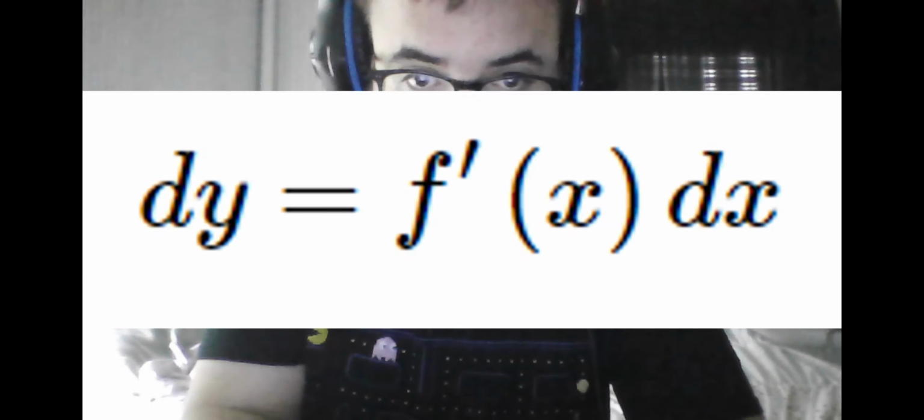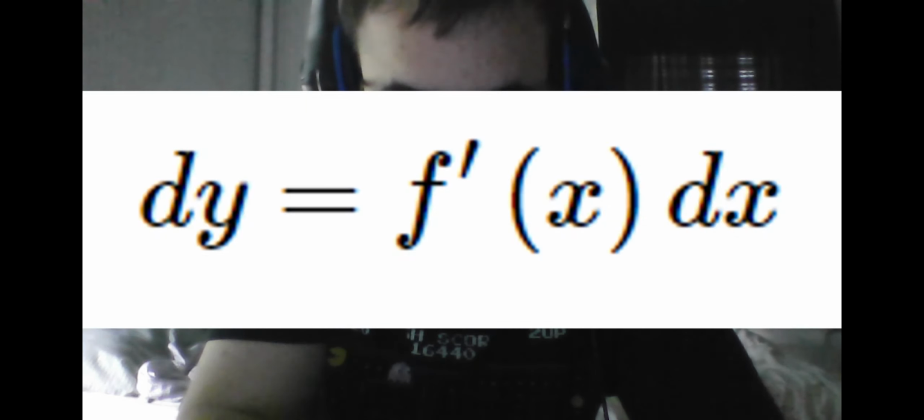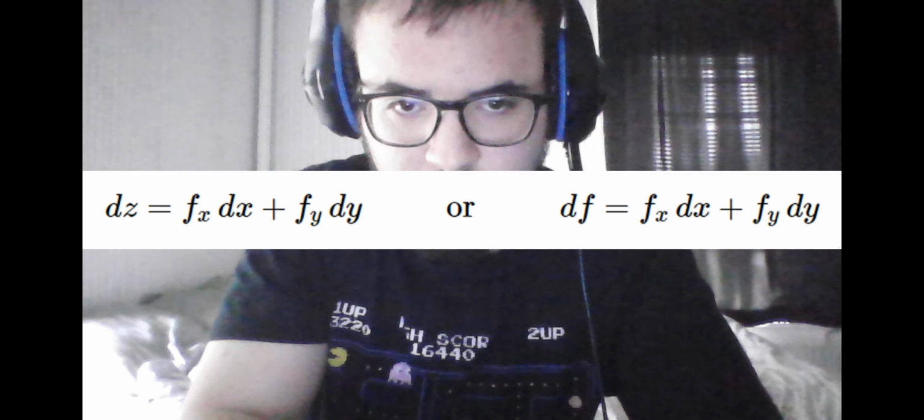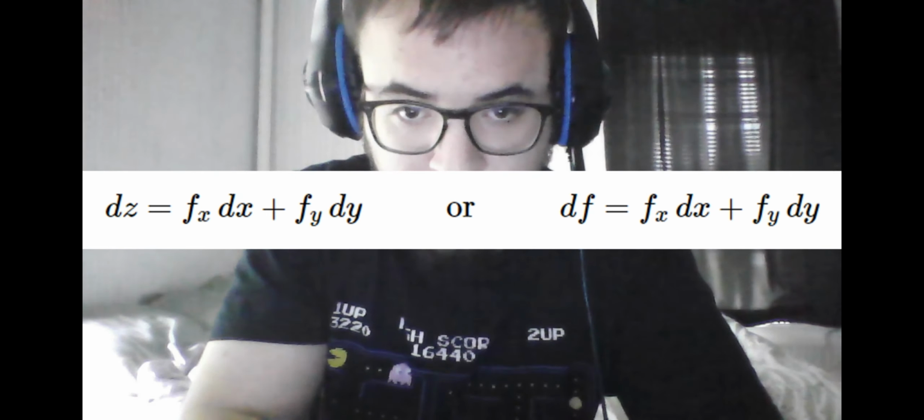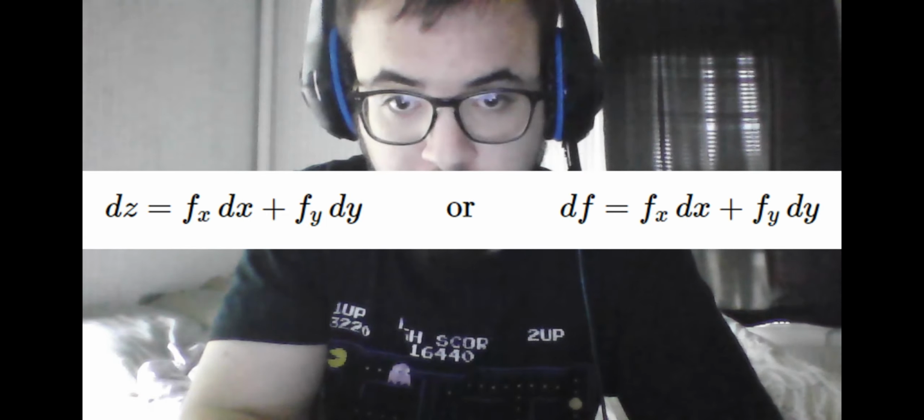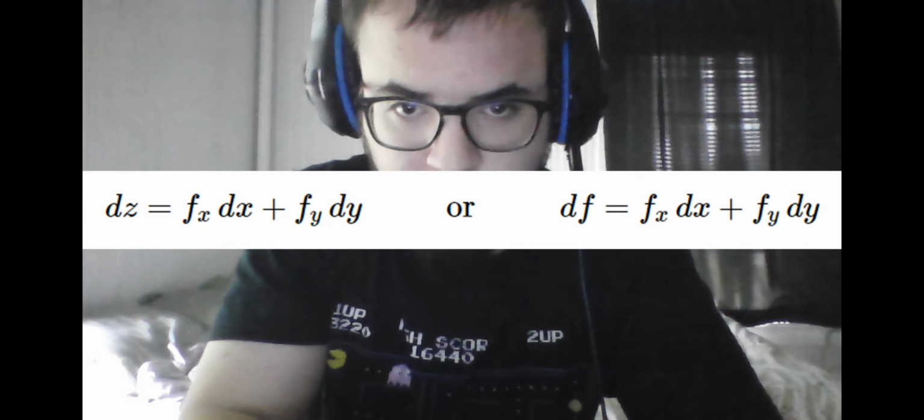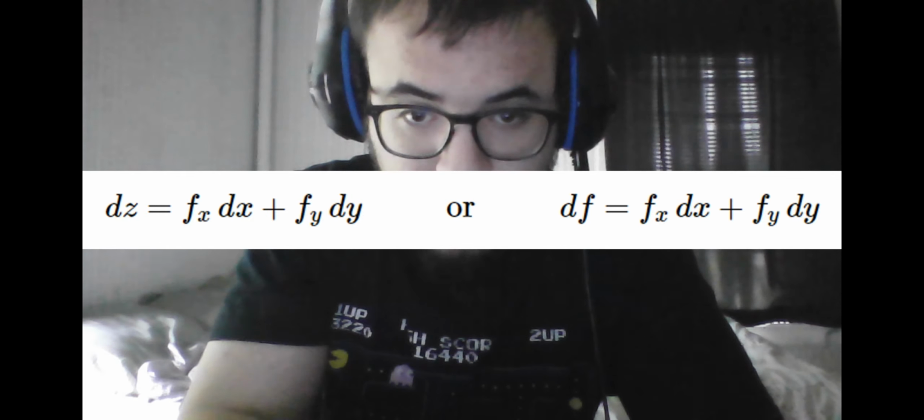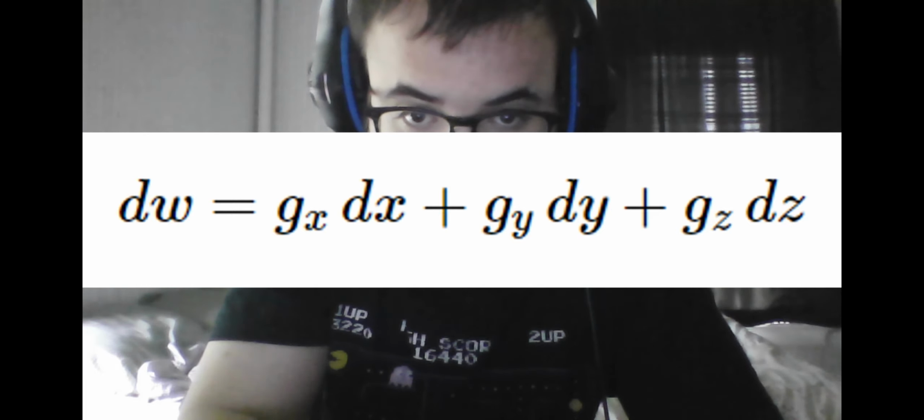In particular, we remember that the differential for a single variable function is change in y equals the derivative times change in x. For multivariable functions, it is a little more complicated and looks like change in function, or change in z, equals the partial derivative with respect to x times change in x plus the partial derivative with respect to y times change in y. And if we had a three-variable function instead, we would add the partial derivative with respect to the third variable times the change of that third variable.